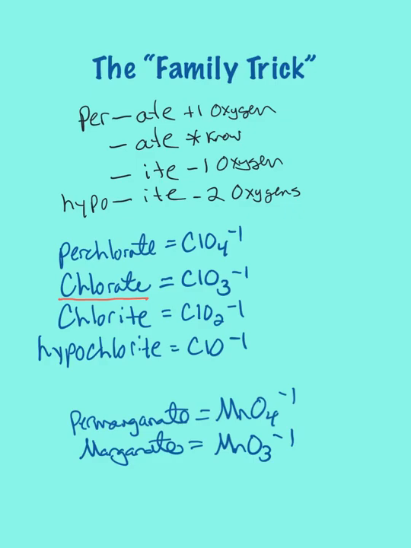Now, if you were given, like, I don't know, PO5, negative 3, you would go to the periodic table and look up whether or not that's phosphate. 3, 4, 4, 3, negative 2, 3, 2, 1. Phosphate is not that. It's PO4, negative 3. So then you'd say, okay, this is 1 more, therefore this would be perphosphate. So that is the family trick: per-ate, -ate, -ite, and hypo-ite.